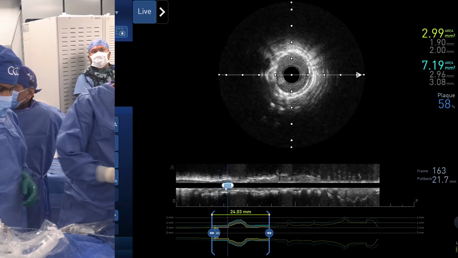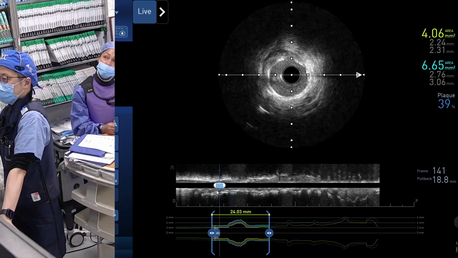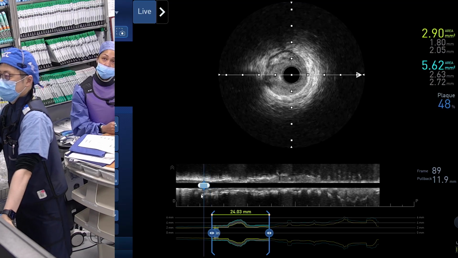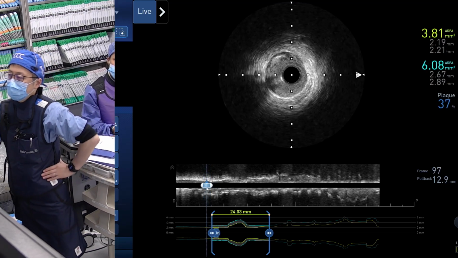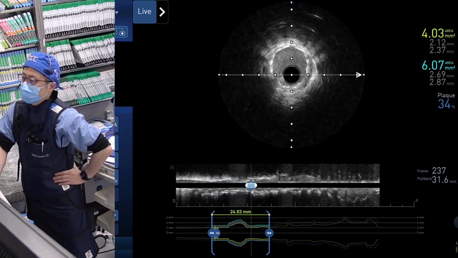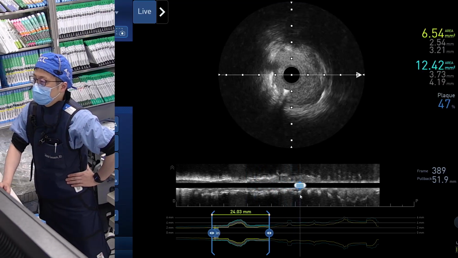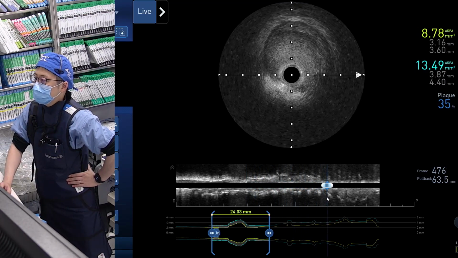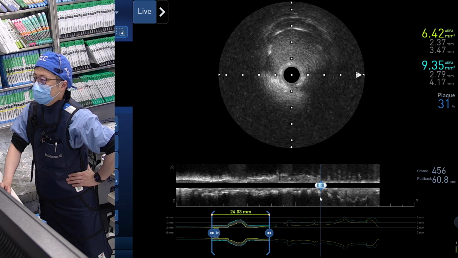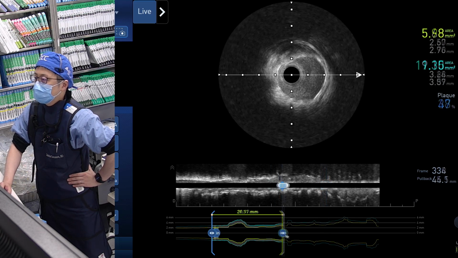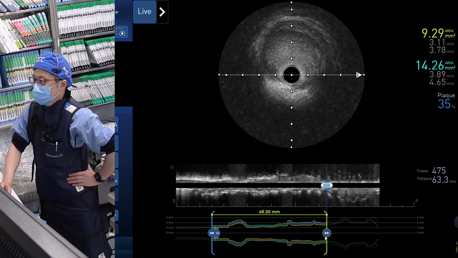Actually, the distal stent area is like 3.8, but the distal reference is less than 3, so it's more than 90% expansion. Excellent. I think it's an optimal stent expansion. Wonderful. And proximal is much bigger, with no malposition and no dissection. So I think the stent is perfect. Okay. Good.